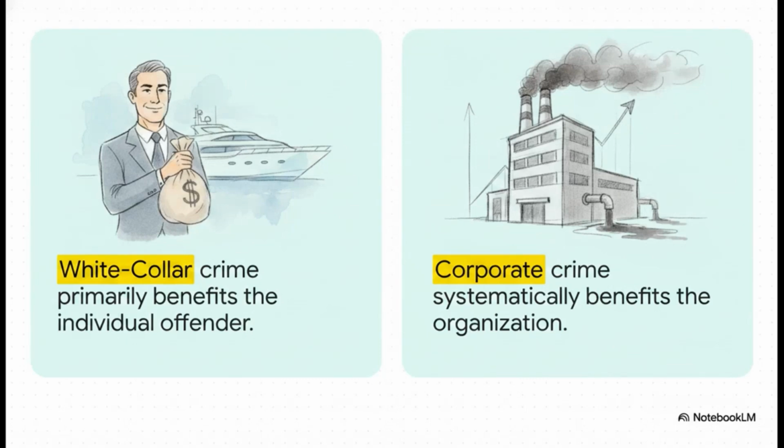Let's see how this builds into an even larger issue. First, we have white-collar crime, which primarily benefits the individual offender, like a rogue executive doing insider trading to go buy a yacht. But then we have corporate crime. This refers to illegal acts committed for organizational benefit. Think of a company systematically engaging in environmental pollution, unsafe product manufacturing, or price fixing just to boost the corporate bottom line. The scale of harm here escalates exponentially, affecting thousands, sometimes literally millions of people.